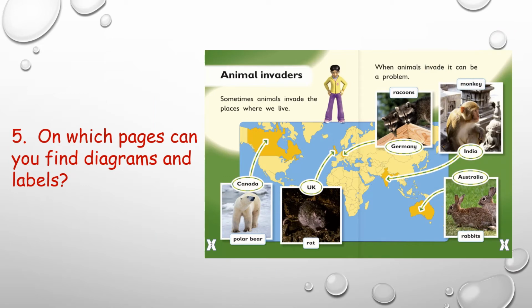Question number 5, on which pages can you find diagrams and labels? And you can see it was at the very beginning of the book on pages 2 to 3, where it talks about animal invaders, and it says sometimes animals invade places where we live, and you can see that there is a map of the world with different arrows pointing to where the different animals come from. So those were the diagrams and labels. Did you find that page?